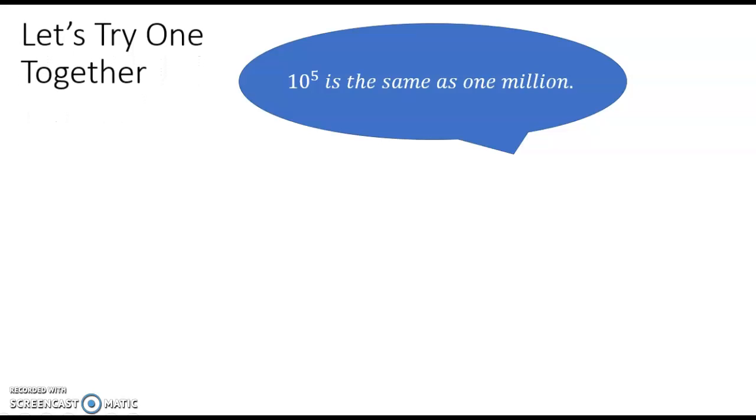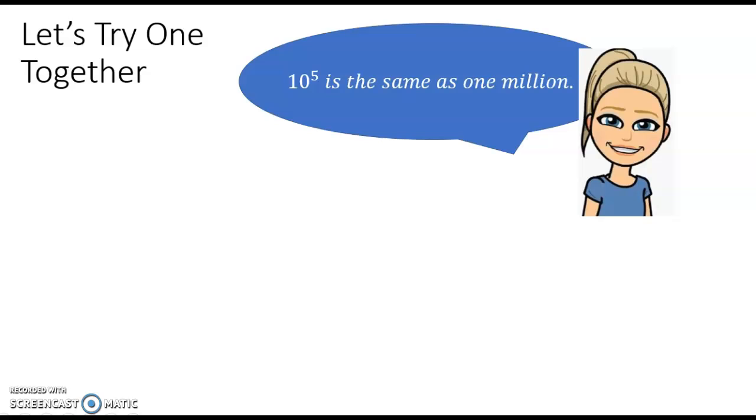All right, let's try one more together. Let's say that I say 10 to the 5th power is the same as 1,000,000. That's my generalization. That's my math statement. Do you agree? Do you disagree? Or does it depend? Well, a weaker response would be saying, I disagree. Again, it doesn't give us any reasoning. It doesn't tell us why you disagree.